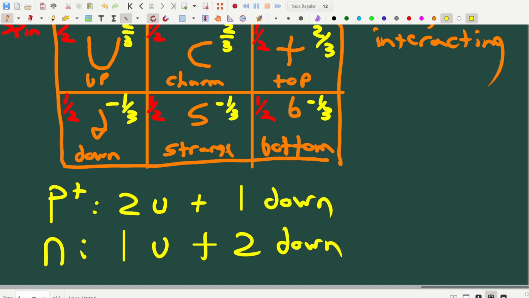So think about the difference: this is 60 times 10 to the 9 electron volts. So it's about 1 billion times higher energy than you need to ionize an electron to pull apart a proton. That's a lot of energy.